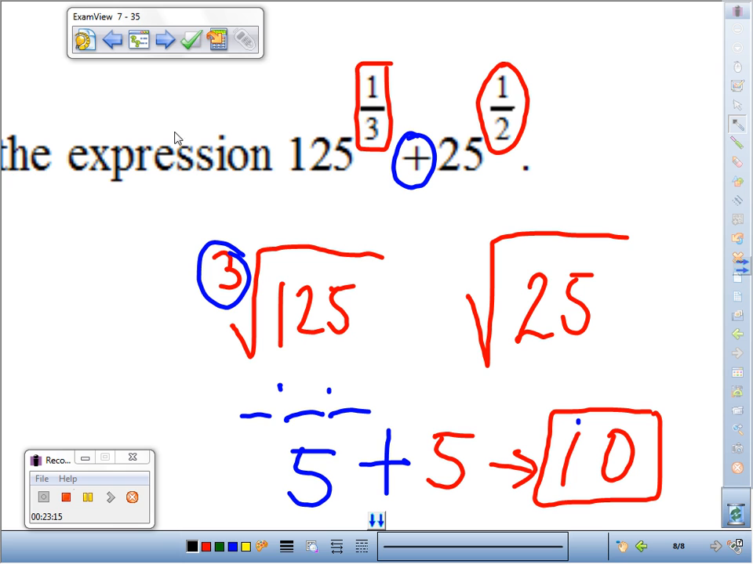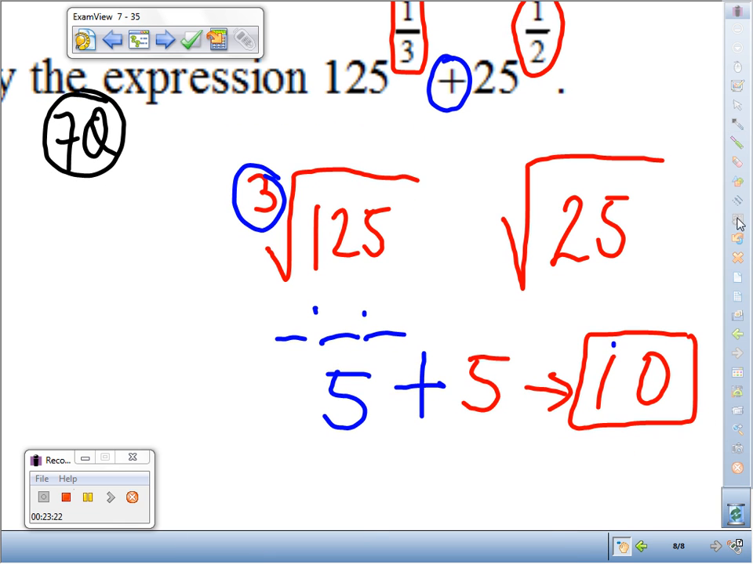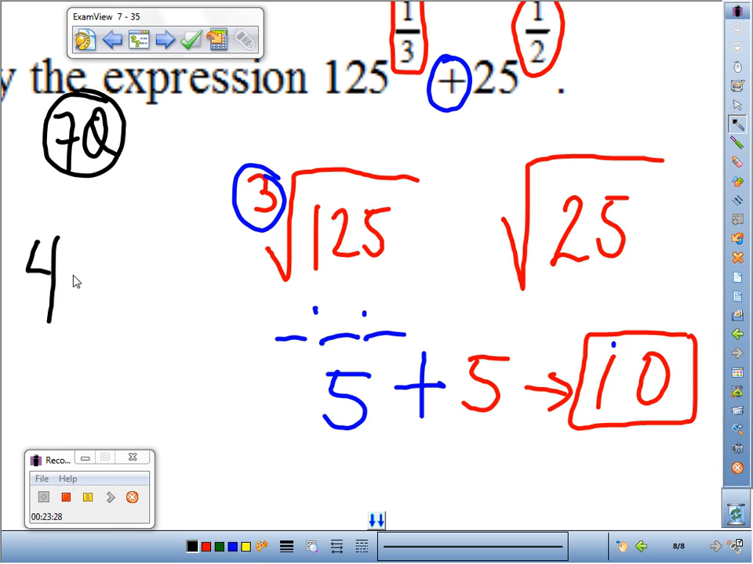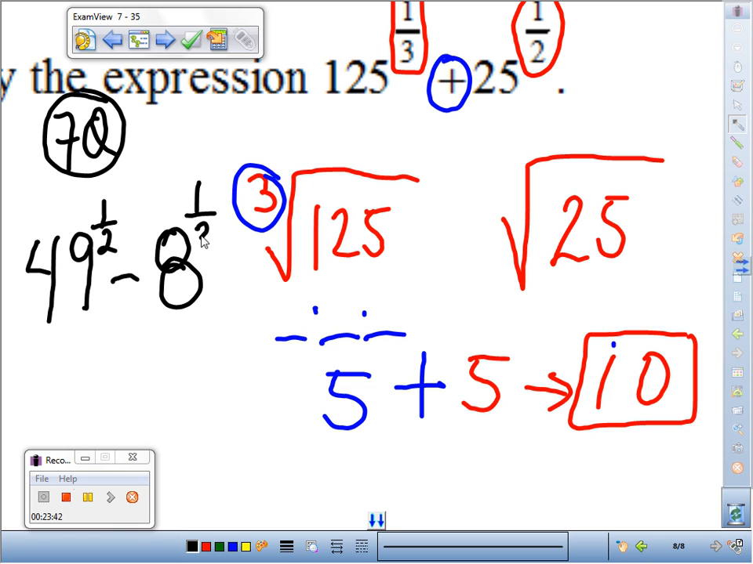Example 7q. 7q. Here it goes. 49 to the 1/2 minus 8 to the 1/3.